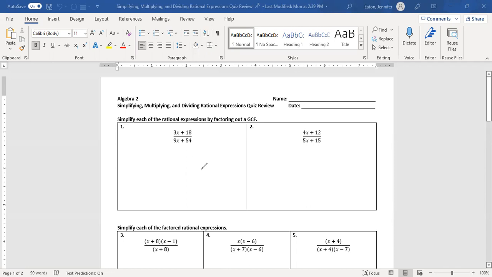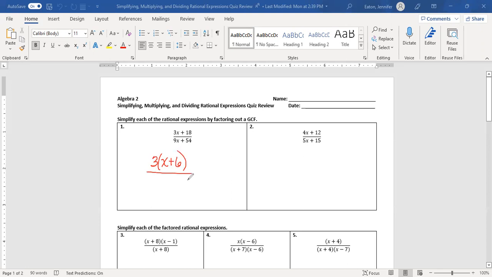We first want to factor the numerator, meaning we want to ask ourselves, what divides both 3 and 18? You said 3, you're correct. So we write 3 because 3 divides both 3 and 18. And then we divide. 3x divided by 3 is x, and 18 divided by 3 is 6.